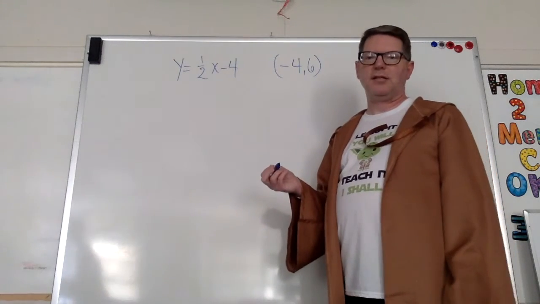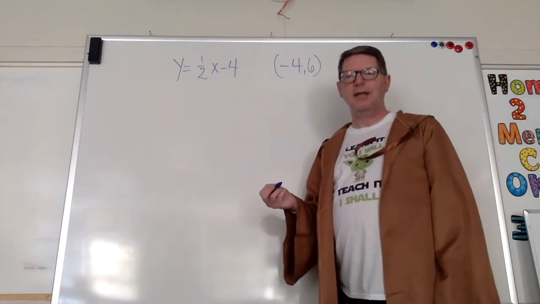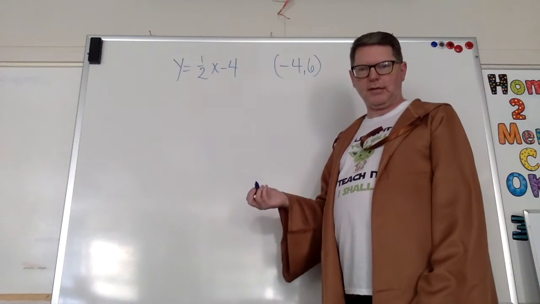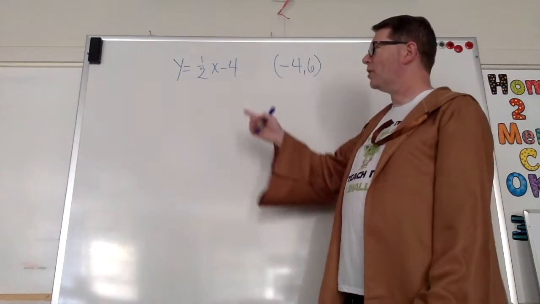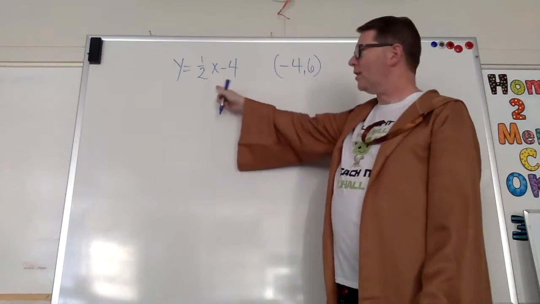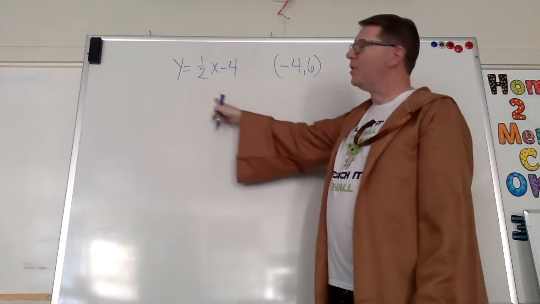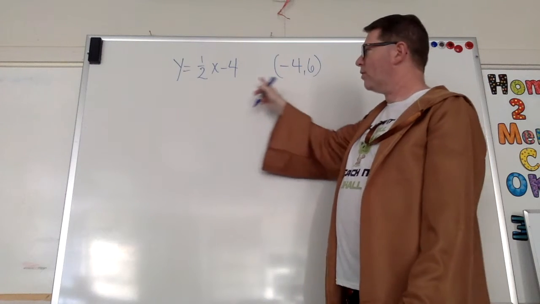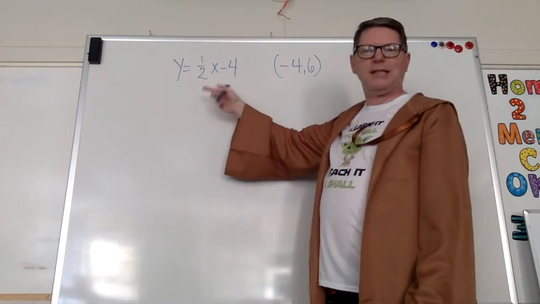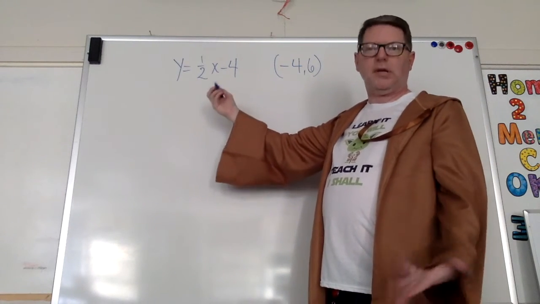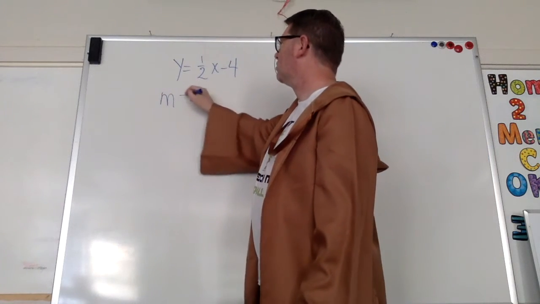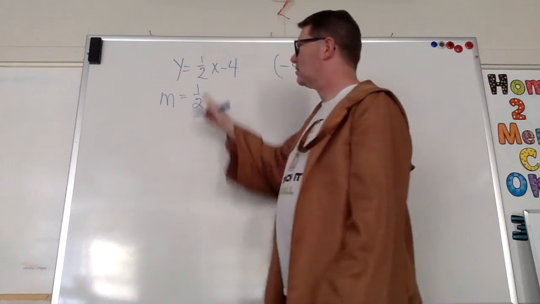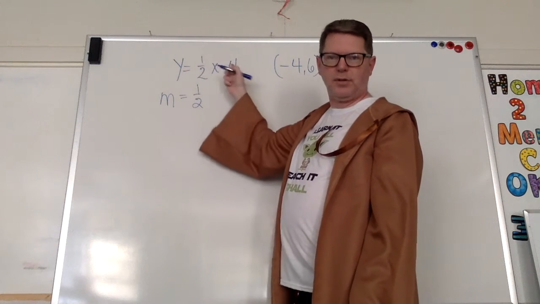Sometimes you're going to be asked to write an equation of a line, and you're going to be given a point as well. So in this case, I want to write the equation of a line that's parallel to this line, but passes through the point -4, 6. Okay, so remember what we learned about parallel lines. They have the exact same slope. So we know that m is going to equal 1/2 because that's the slope of this line in slope-intercept form.